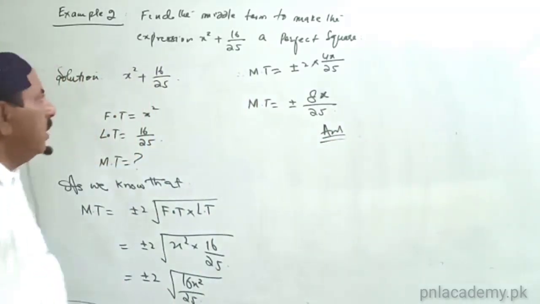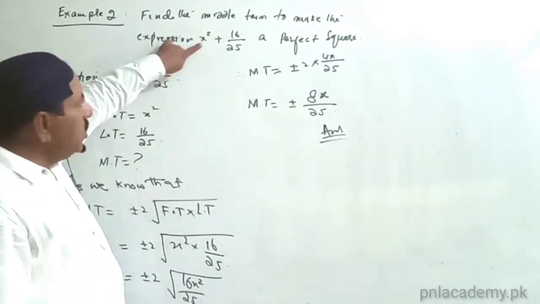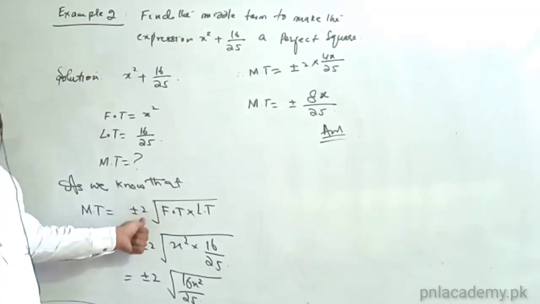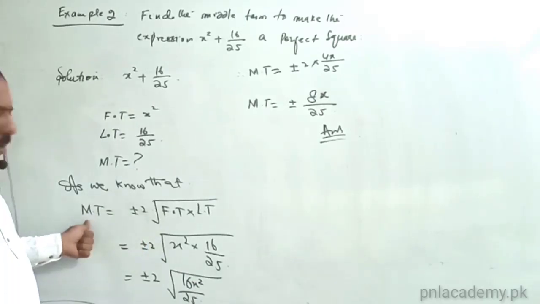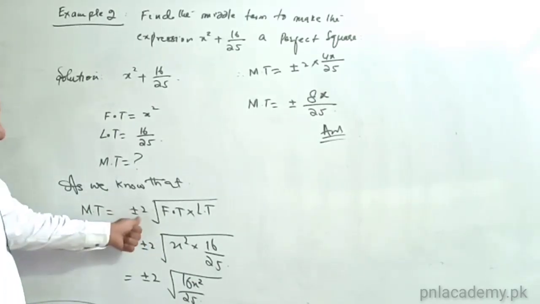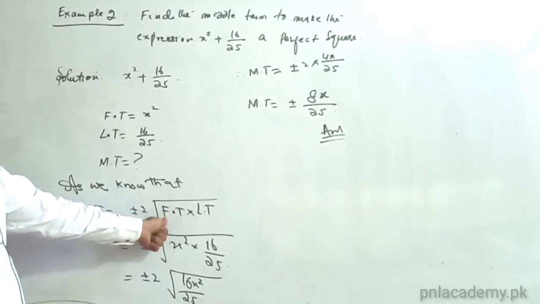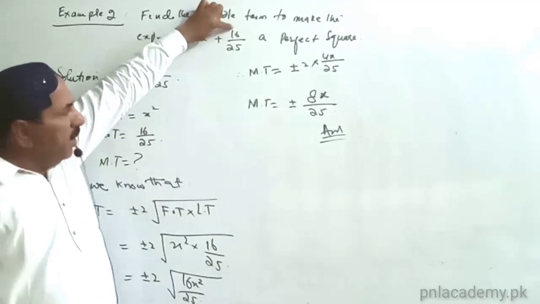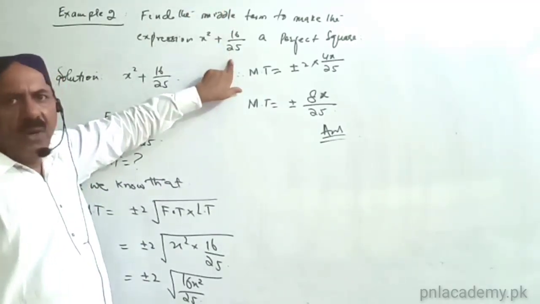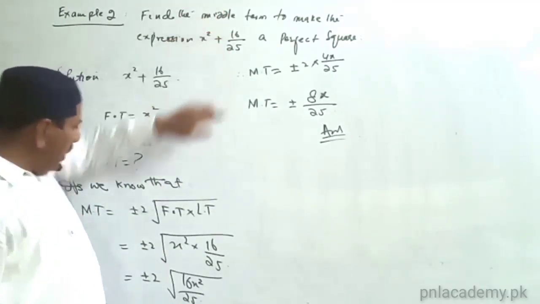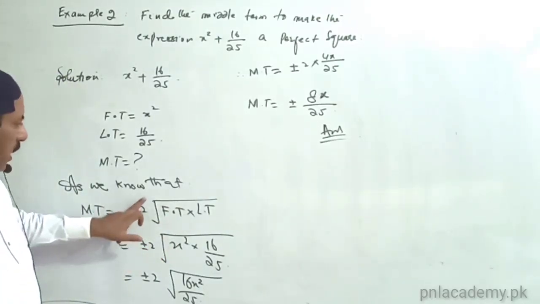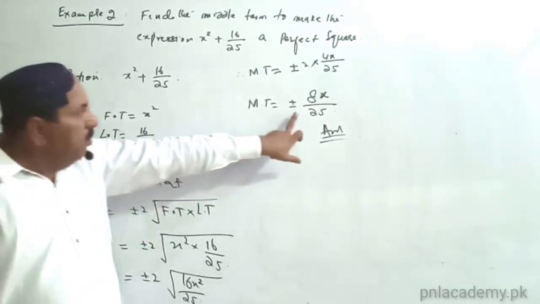So if there is an MCQ, then we should have a little bit of information about the formula for the middle term. The middle term is equal to plus minus twice the first term. The first term is x square, the radical of the first term is x. The radical of 16 is 4, the radical of 25 is 5. 4 upon 5x into 2, 4 into 2 is 8. So plus minus 8x upon 5 is the MCQ answer.